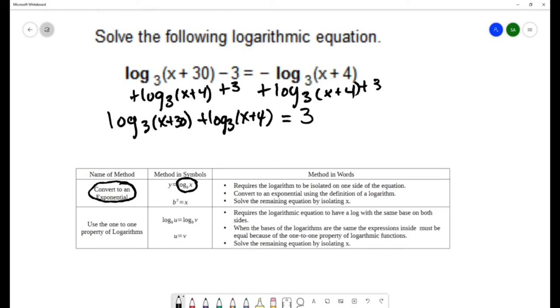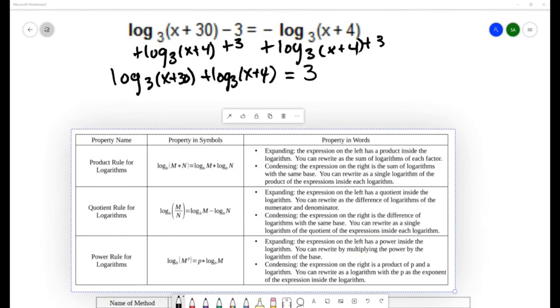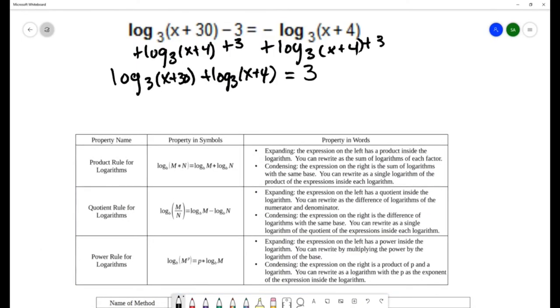There are 3 properties that are commonly used to condense logarithms, and those are the product rule, the quotient rule, and the power rule. So let's take a look at those. Here I have the properties that I just mentioned. If we read these properties starting on the right-hand side, moving to the left-hand side, we call those condensing, because we're starting with multiple logarithms and condensing down to a single logarithm.